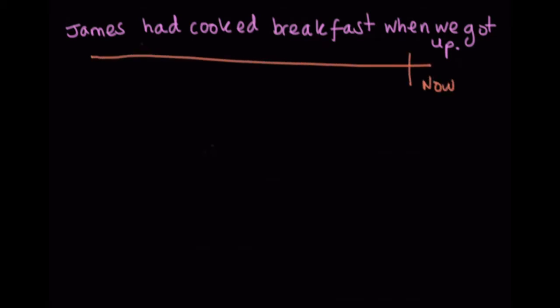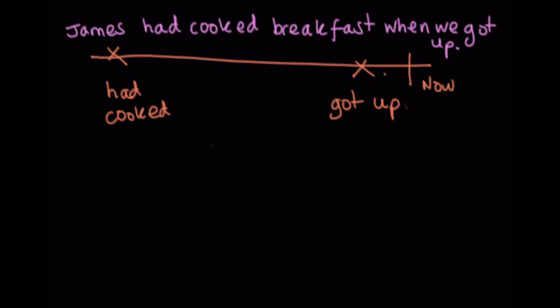Let's look at another example. We're going to compare two sentences this time, and you can see the difference between the usage of the verbs. So the first sentence is James had cooked breakfast when we got up. And again, we've got a timeline, and you can see now is here. But also, let's see the events. So had cooked is an event that happened before we got up. So again, it's an earlier past, so we use the past perfect.